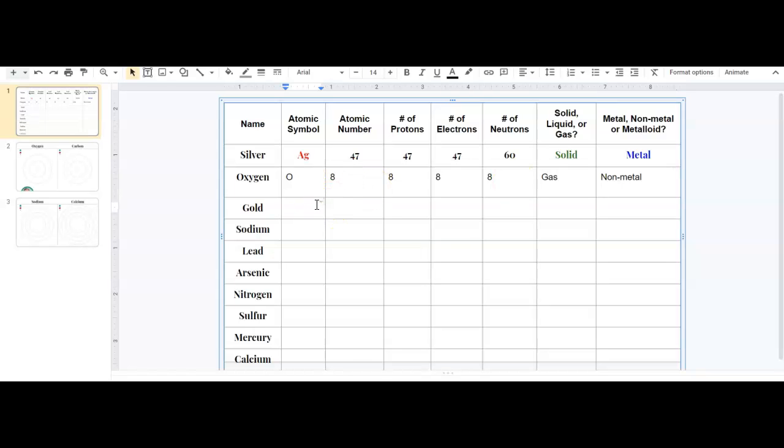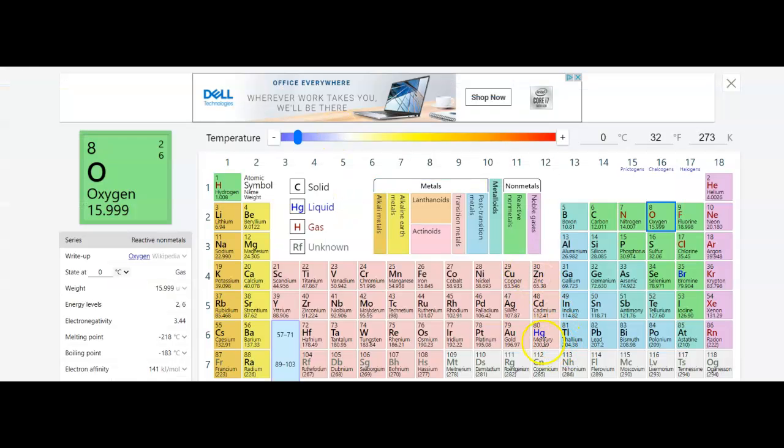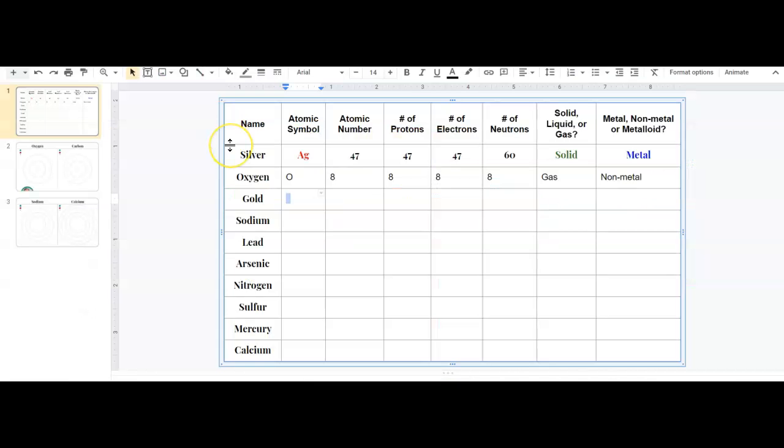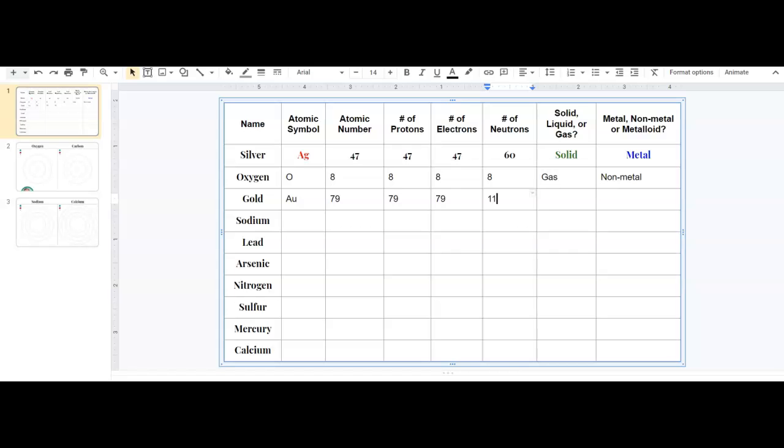And then for gold, let's go back here. There we go. For gold, same thing. They would find gold down here. It's Au. That's the atomic symbol. 79 is the atomic number. So they would go Au, 79. And the number of protons, same thing. Number of electrons, same thing as the number of protons. The number of neutrons, 197, because I'm rounding this number, minus 79 would be 118.